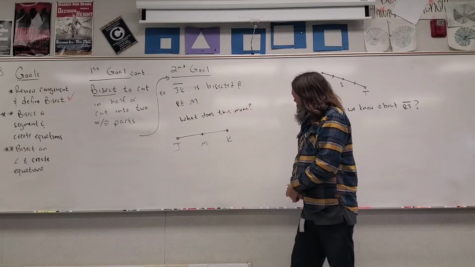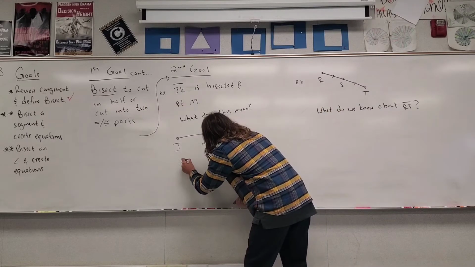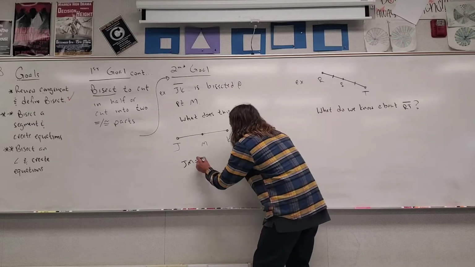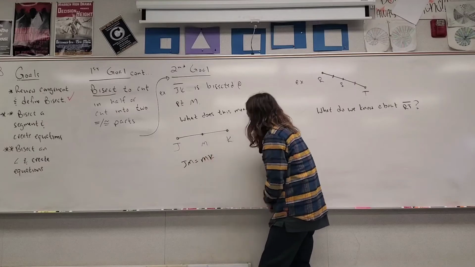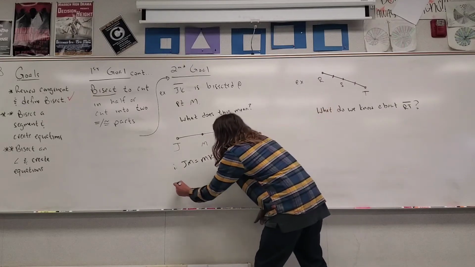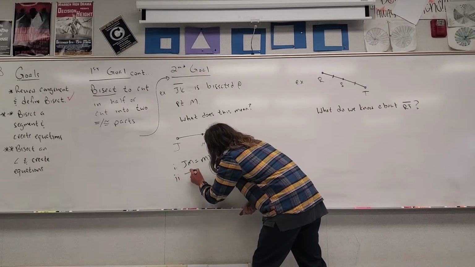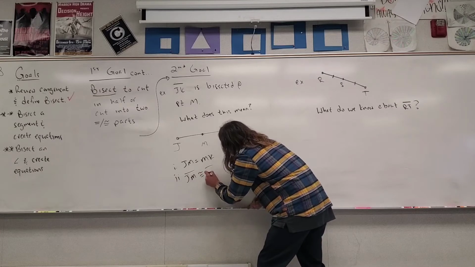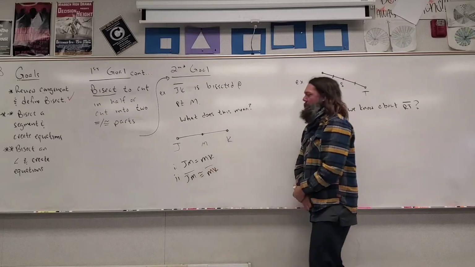Well, I can say that the length of JM is equal to the length of MK. That's one thing I can say. All right. I can also say that segment JM is congruent to segment MK.